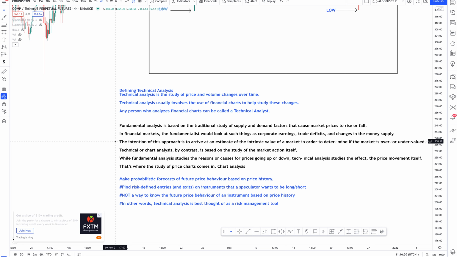One thing you also need to understand is that chart analysis is not like you knowing that this must happen, right? It's not a definite thing, right?